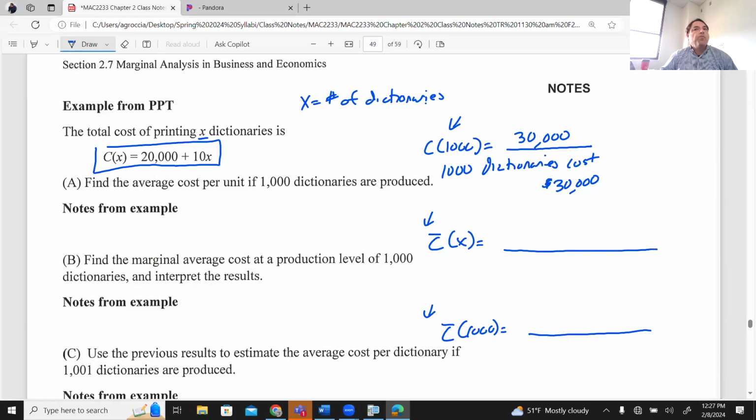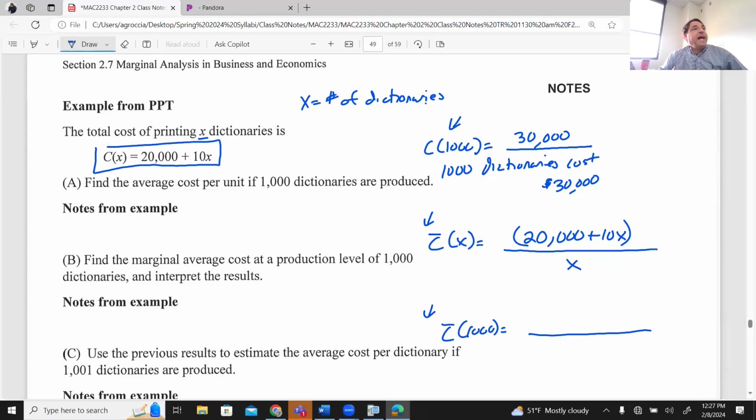Good so far? Nothing special there, correct? We just took 1,000 and plugged it in. That's all we did. We good? Then I asked for average cost. Let's keep average cost very simple. Average cost is cost divided by X. That's it. You take cost, excuse me, and divide by X.